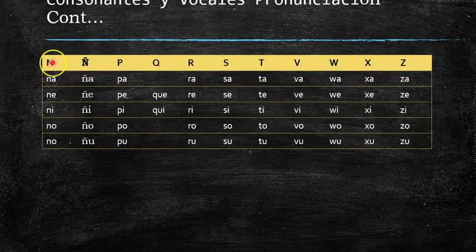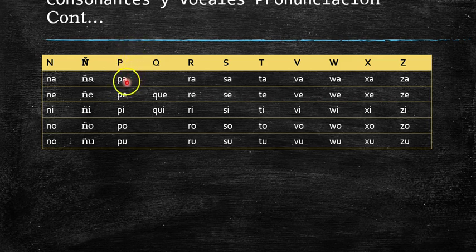And now we have N, which is na, ne, ni, no, nu. I apologize, that's not an O, that's a U. So it'll be nu, N-U, nu. Ñ, nya, nye, nyi, nyo, nyu. Again, this one's kind of a hard one, even for me when I'm pronouncing it right now. So let's practice that again. Nya, nye, nyi, nyo, nyu. An example of using this nye will be niño, which is boy.